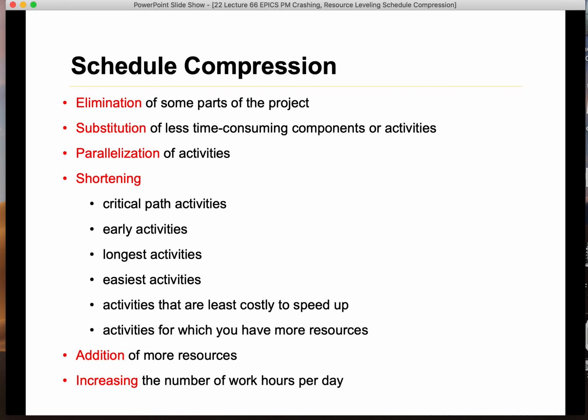Increasing the number of work hours per day: just tell everybody, hey, we're running out of time in the project. We're going to be late, so everybody will work not 8 hours, but 12 hours or 10 hours every day, or come back on Saturday or Sunday for an 8-hour shift. Okay, can you do that? Well, you can, but what are the consequences? Everything has some consequences. So you want to crash the project. Okay, so this is called crashing.